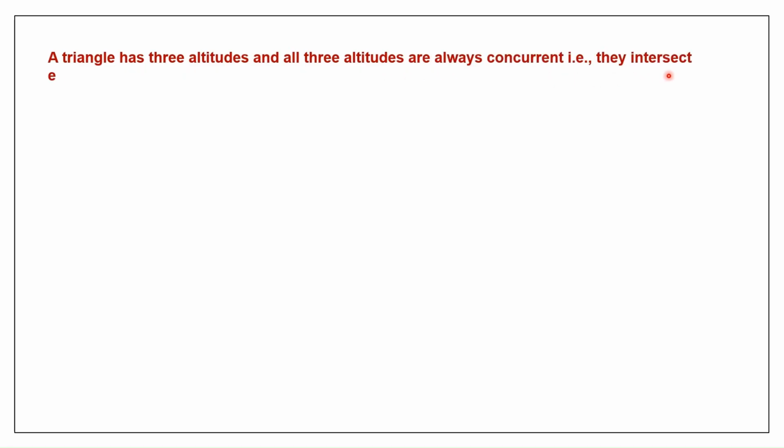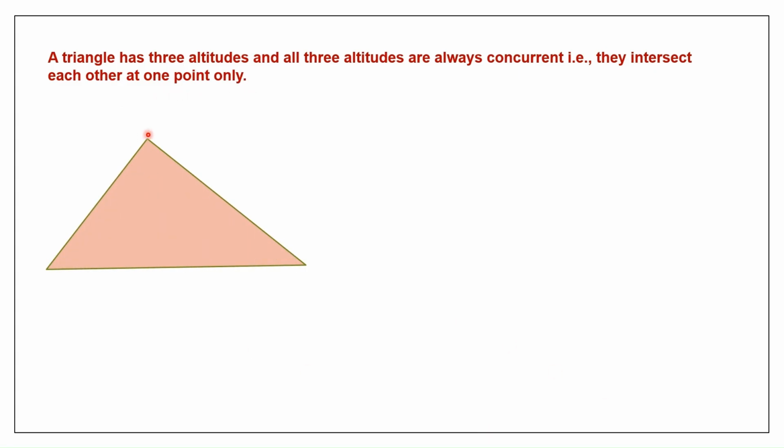That means they intersect each other at one point only. Now let's draw a triangle. Let's name it ABC and let's draw all three altitudes on the same triangle. So let's draw the first one. We have the first one here, and this is corresponding to the side BC. So this is D. So let's name this D. So we have the first altitude AD corresponding to side BC.